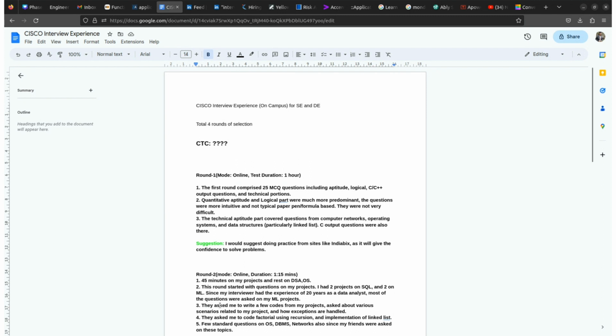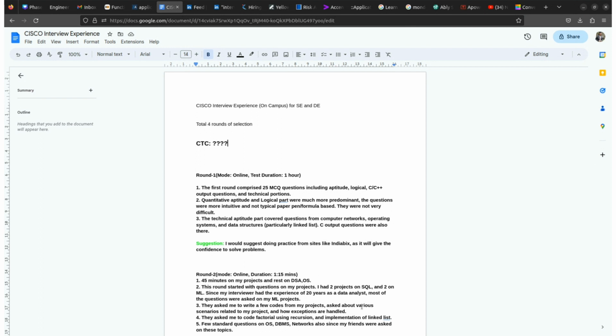And the third point is they'll ask a few coding questions also. As you know, for the software engineer role and for the data engineer role, they are giving you 12 to 20 LPA. So obviously they'll ask some coding questions in your technical interviews related to your projects and related to the scenarios, like whatever questions you got on the online test.